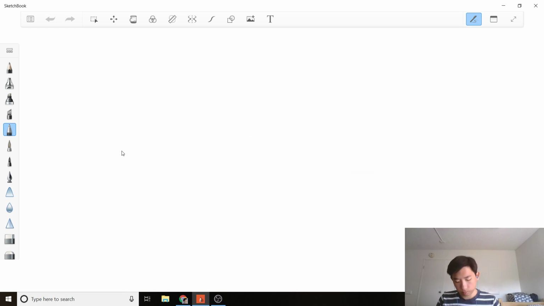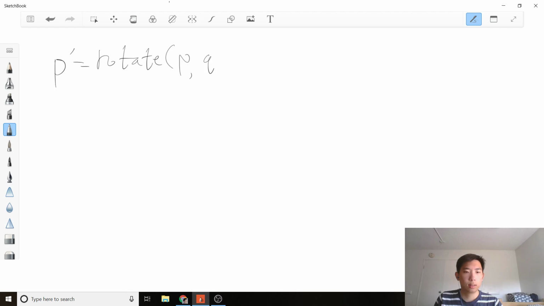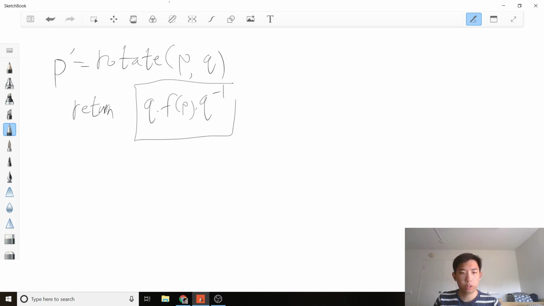Recall that we use quaternions, particularly unit quaternions, so the quaternions are of length one. So remember that rotation can be applied. Just define a rotate routine here. Q is a quaternion, P is a point, and this is just going to return q times the mystery f function that translates p into a quaternion, then multiplied by the inverse of q. Excuse me.